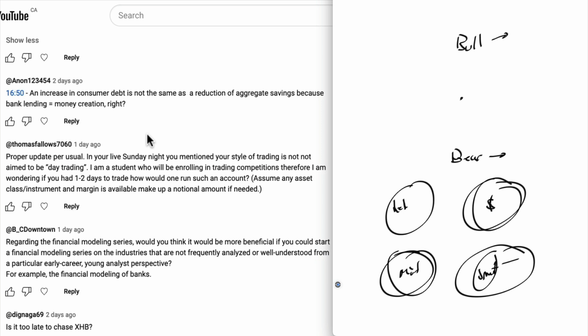Increasing consumer debt is not the same as a reduction of aggregate savings because of bank lending. No.